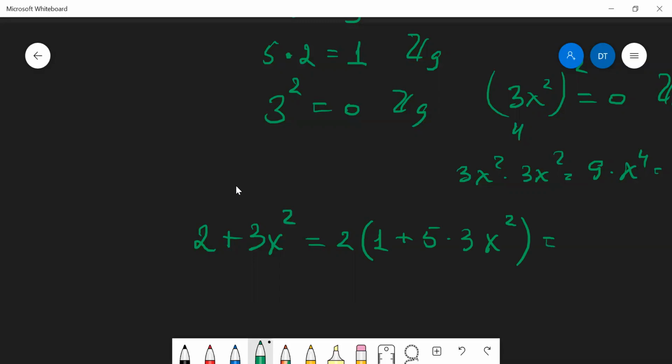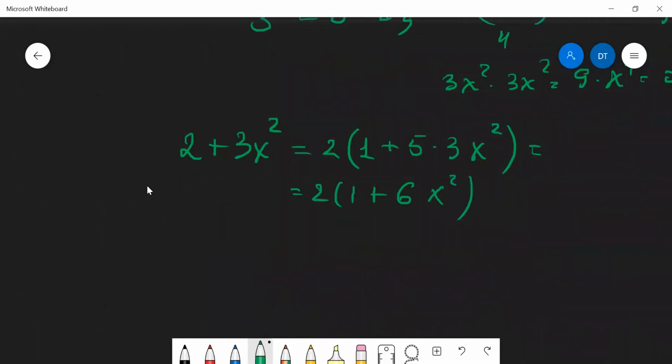So now, this is 2 times 1 plus 5 times 3 is 15. 15 modulo 9 is 6. Okay? And now we want to find the inverse for these elements. So we're looking for the inverse. So this will be the product of inverse elements. So the inverse for the element 2 is 5. And the inverse for this element is what?